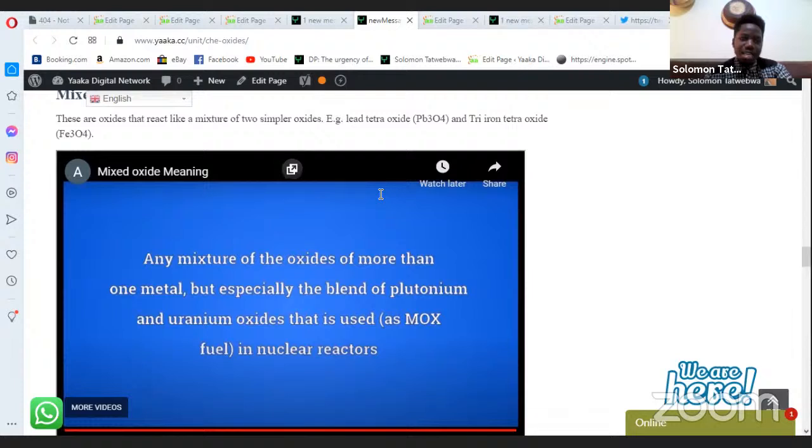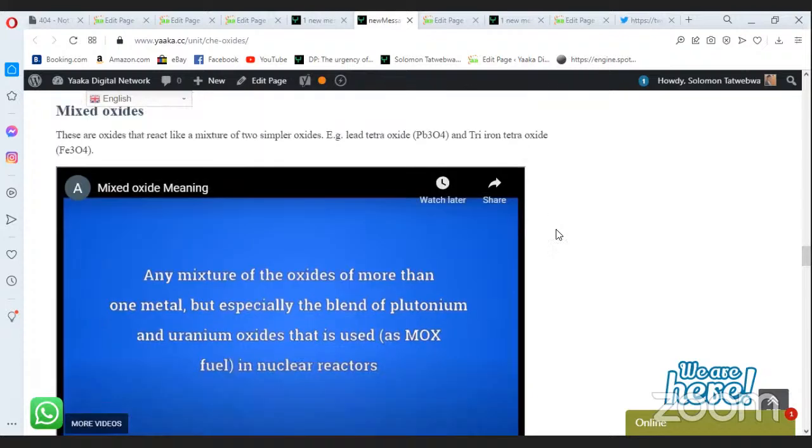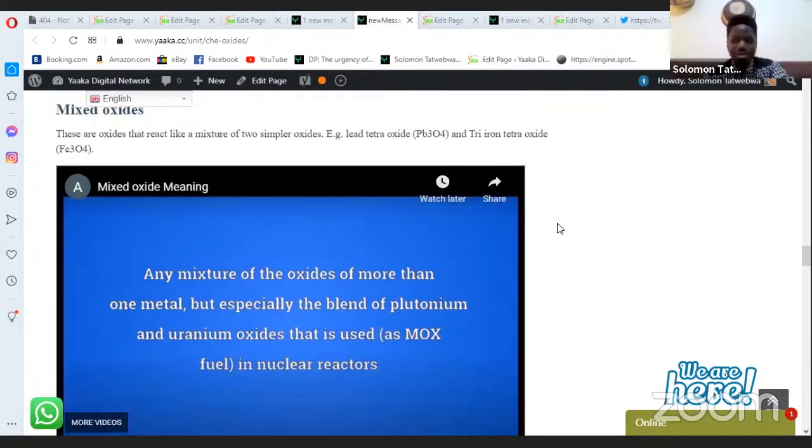But anyway, the key part here is that these oxides are sort of complexes, okay? They are complex in such a way that it looks like they are two oxides that have been mixed together, okay? That's the key part on mixed oxides.